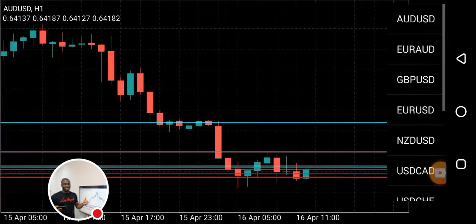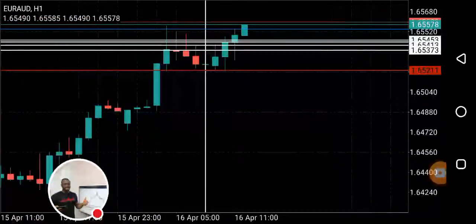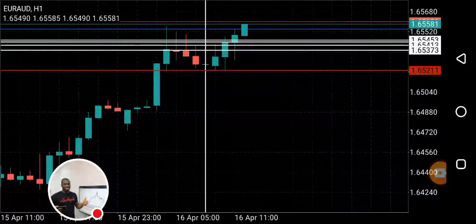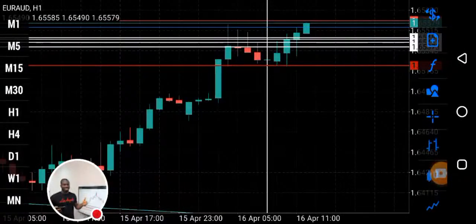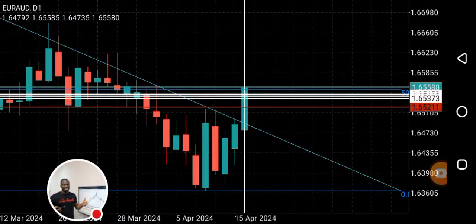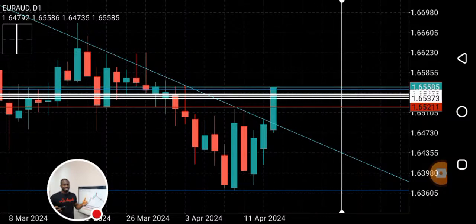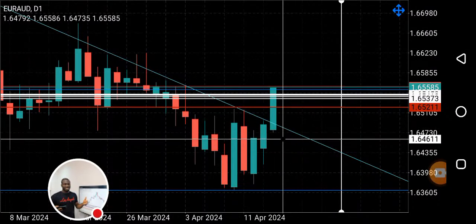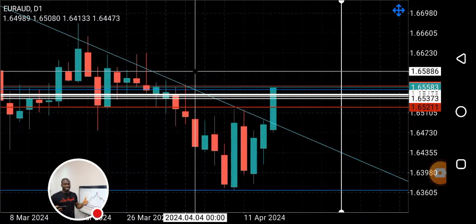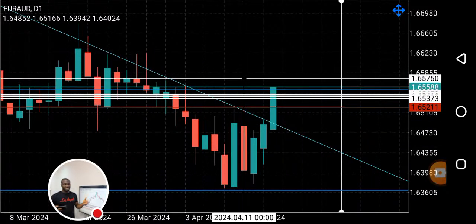The next pair would be Euro Australian dollar. My bias on Euro Australian dollar is bearish. I'm looking for a sell opportunity on Euro Australian dollar. Let's start with the daily. So yesterday was strongly bullish, and today it's been bullish since the open of the market. And I think what is playing out is that they want to clear liquidity at this previous high. Okay, they want to clear liquidity at this previous high.